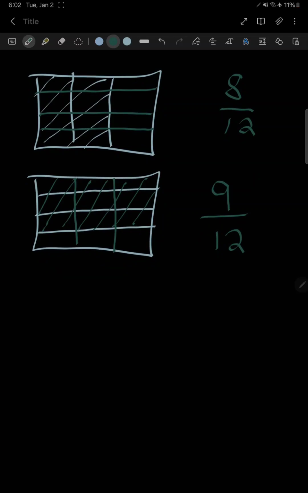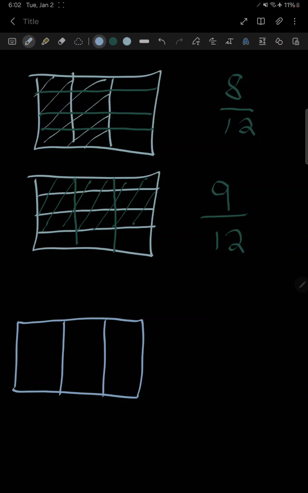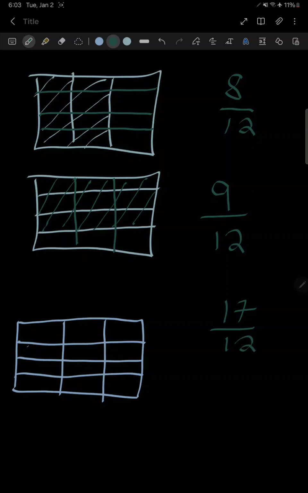So I'm going to draw my boxes again. I'm going to draw one box, and I'm going to cut it into 12 pieces because I know I have 12ths. Okay. And then I'm going to start counting up those shaded boxes and shading them down here. So I have 1, 2, 3, 4, 5, 6, 7, 8, 9, 10, 11, 12, 13, 14, 15, 16, 17. I have 17 twelfths total. And I'm going to shade those in.